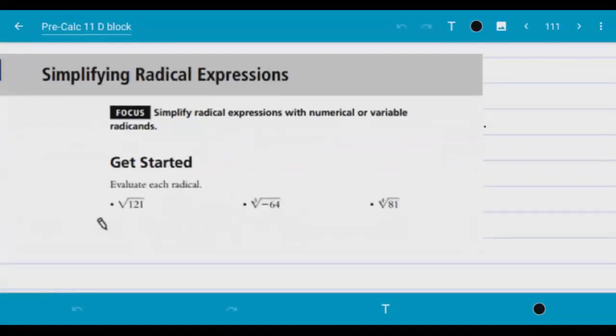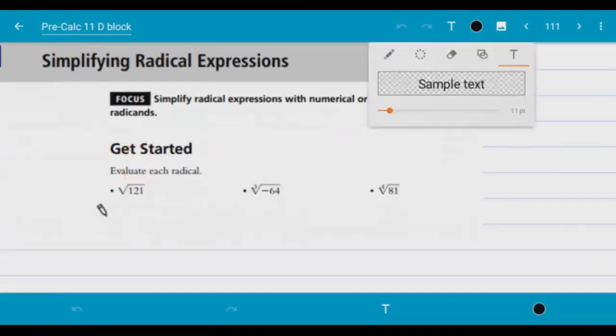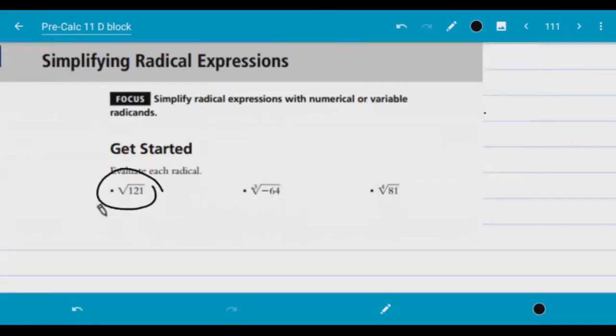so the root of 121. So we're doing this. Oops, sorry. This one is pretty easy. That's going to be 11, right? Because 11 squared is 121.